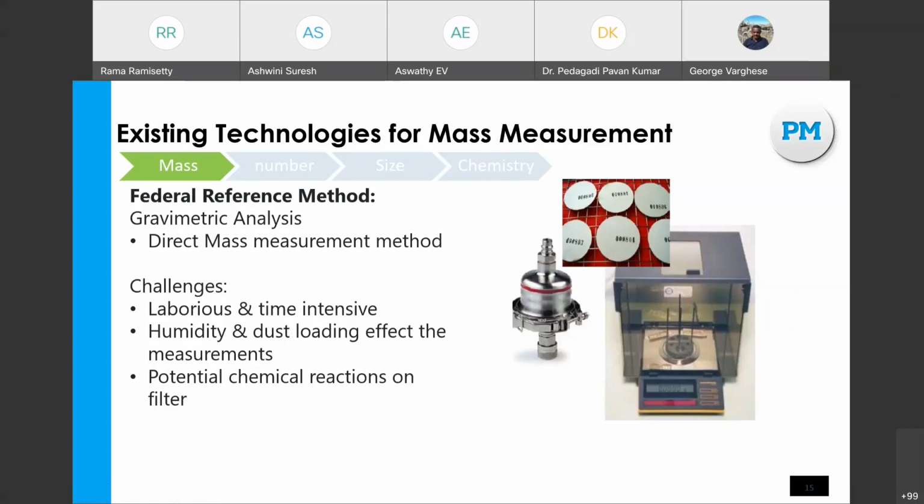Also, there might be a possibility of chemical reactions on the filter paper. So these are all pros and cons. This is very simple, but there are a lot of artifacts in this method.